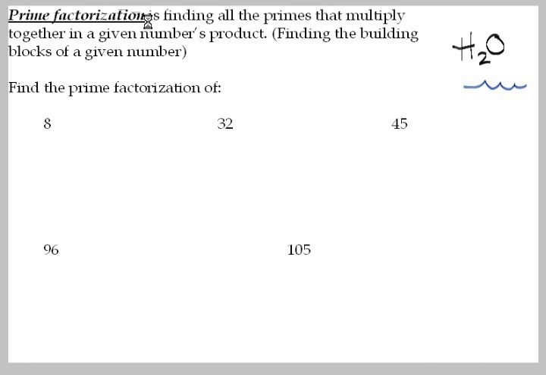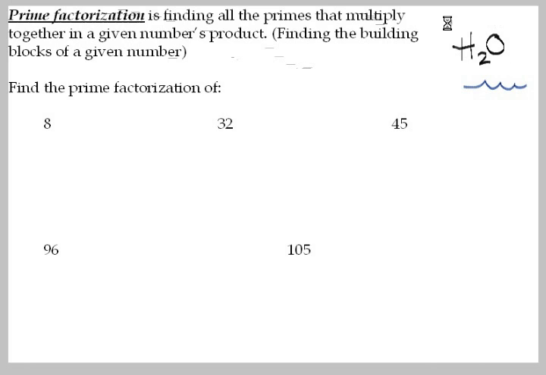Prime factorization is when we find all the prime numbers that multiply together to give a given number. It's like finding the building blocks of a given number. All numbers, except for 1, which is special, are either prime or composite, and all composite numbers are made up of prime numbers. So when we do the prime factorization, basically what we're doing is finding the ingredients of that number. What is that number made of?